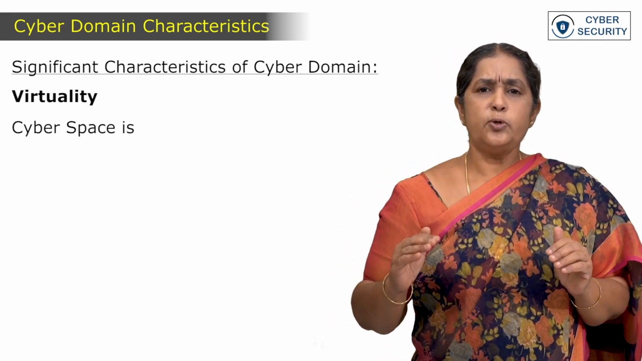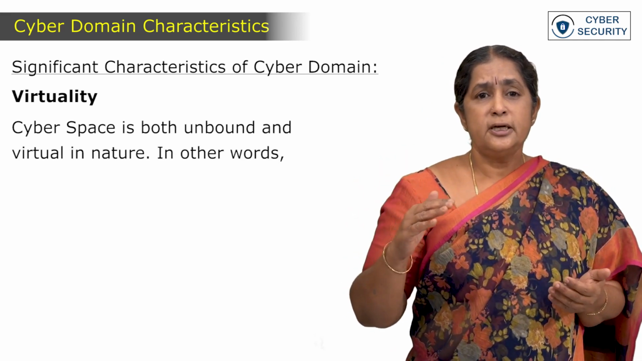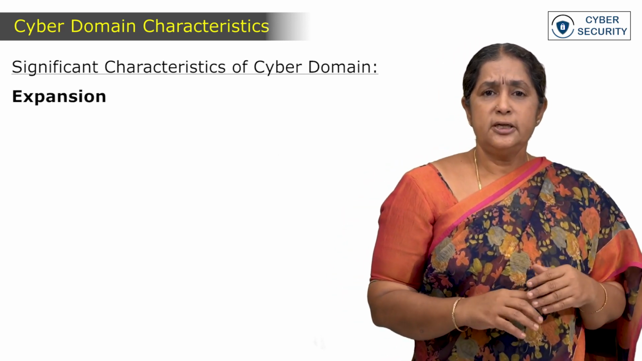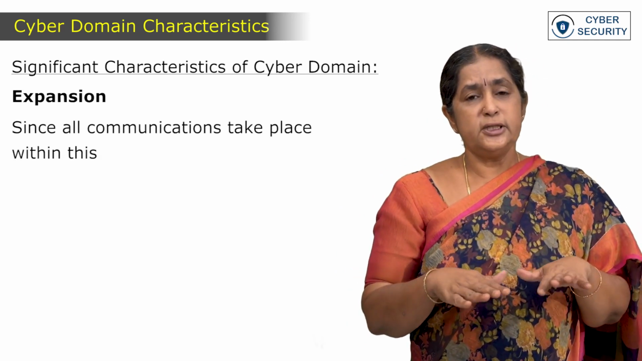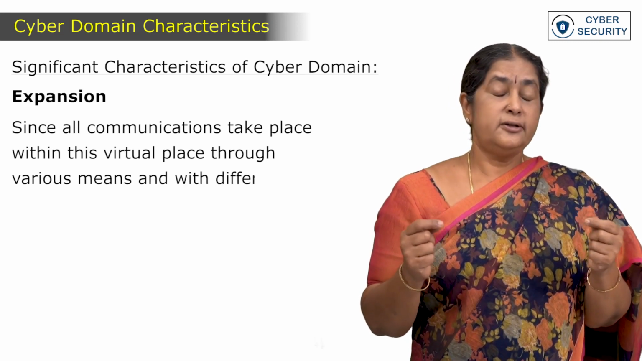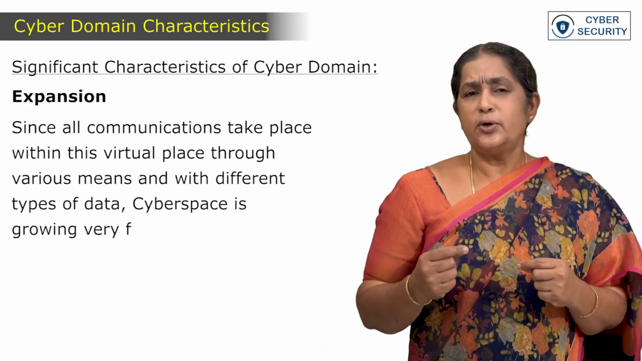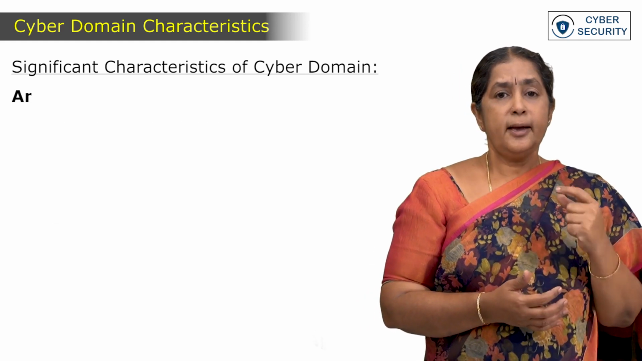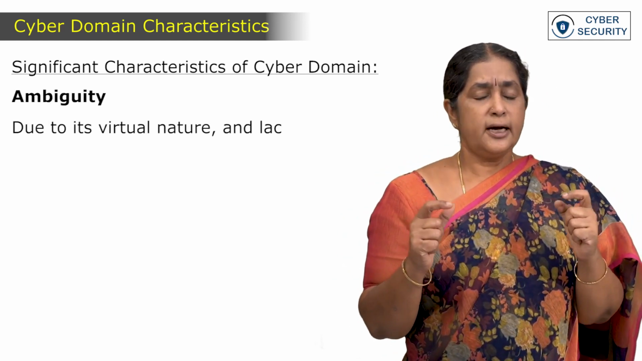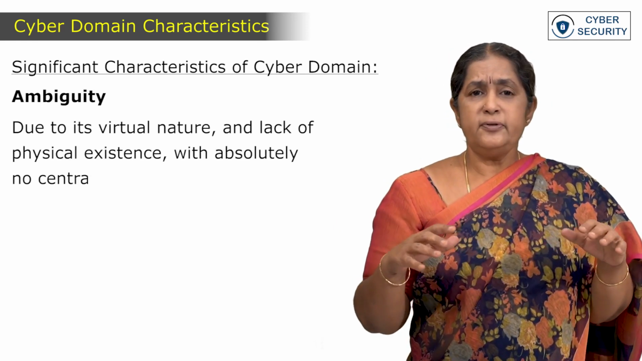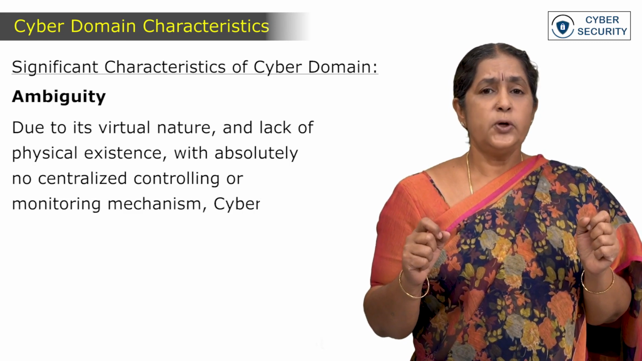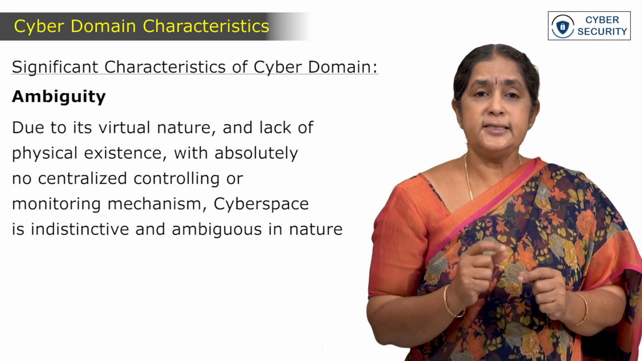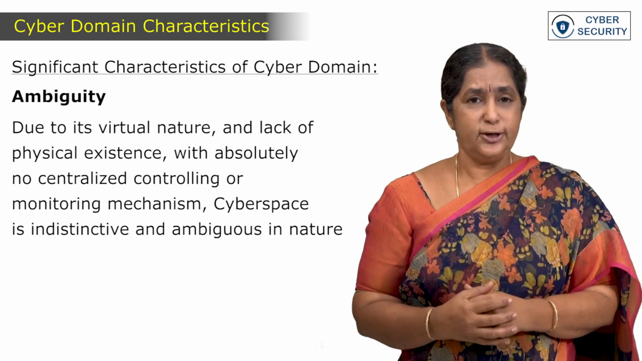Virtuality. Cyberspace is both unbounded and virtual in nature. That means it does not exist in reality and there is no boundary or anything. Expansion. Since all communications take place within the virtual space through various means with different types of data, cyberspace is growing very, very fast. The expansion is at a very high rate. Ambiguity. Due to its virtual nature and lack of physical existence, it is very difficult to define because there is no absolute centralized controlling or monitoring mechanism. Therefore, cyberspace is indistinctive and ambiguous in nature.